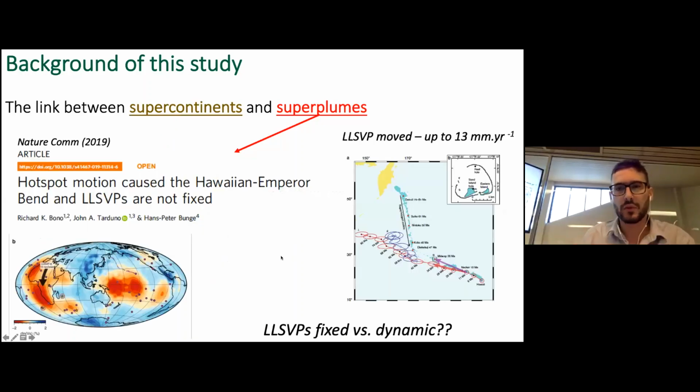This idea of fixity of the LLSVPs has been challenged very recently. For example, in this recent paper in Nature Communications 2019, Bono et al. showed that the hotspots are not fixed, based on their analysis of the Hawaii and Emperor chain. They demonstrate that the hotspot is moving, and more importantly, they demonstrate that the LLSVP itself is moving about 30 millimeters per year. For example, they show that the African LLSVP should be moving downward, south. So this recent motion expressed by the hotspot may directly challenge the fixity of the LLSVPs.